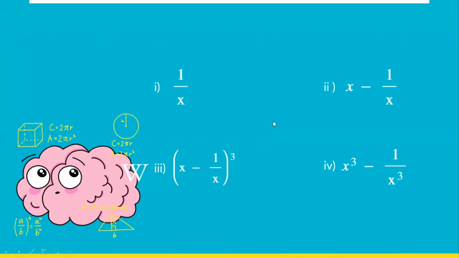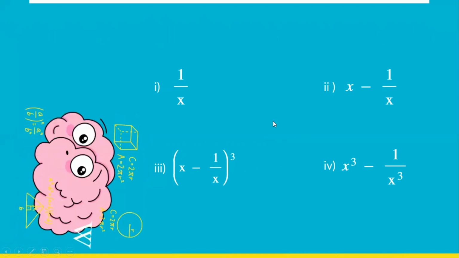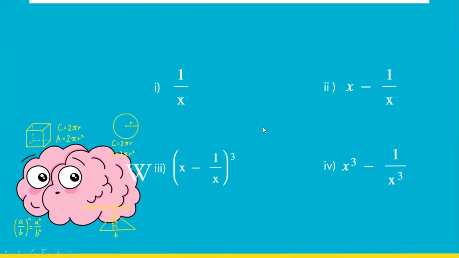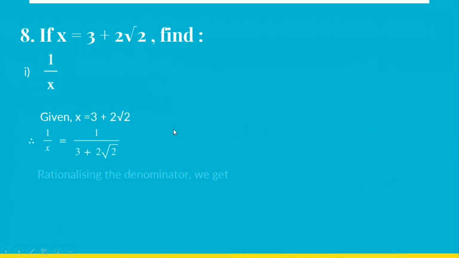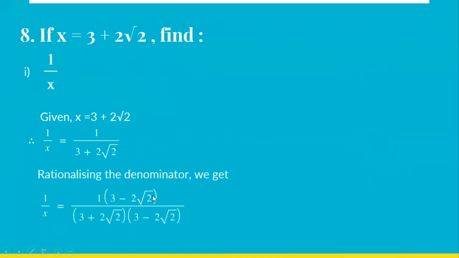So we have the first question, which is to find the value of 1 upon x. So let's start with finding 1 by x. We put the value of x as 3 plus 2 root 2, so we have 1 upon 3 plus 2 root 2. Okay, rationalize the denominator. What is the rationalizing factor? It is 3 minus 2 root 2. So we start multiplying the numerator and denominator by 3 minus 2 root 2.